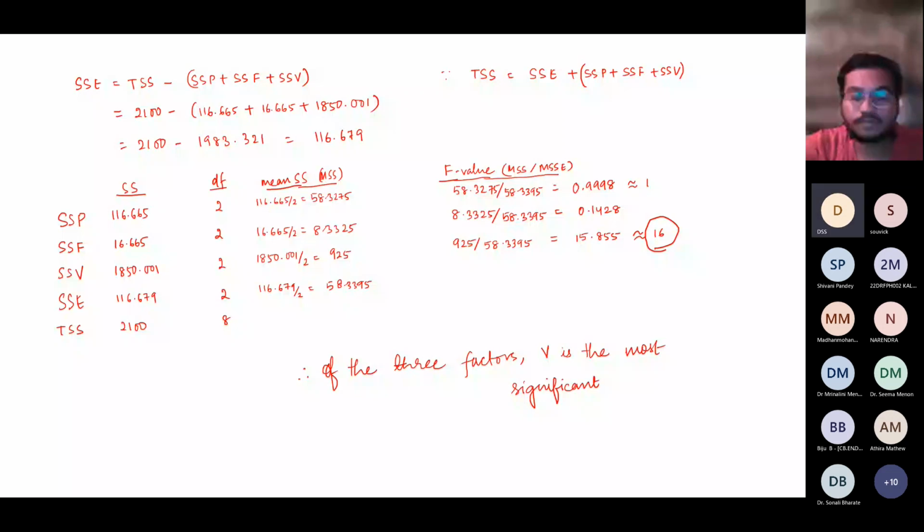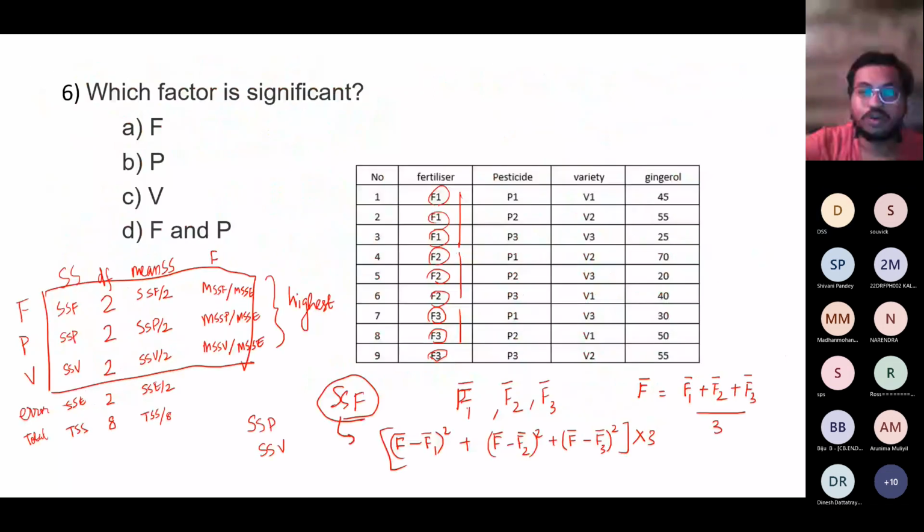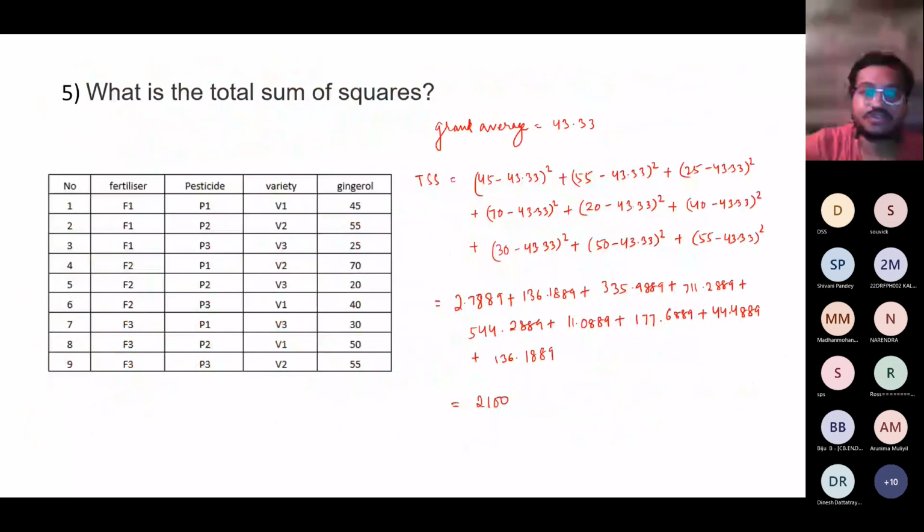Sir, in TSS, how did we get this value 2100? We calculated TSS here. We got the grand average, which is the average of all the data points, which turns out to be 43.33. Then we subtract each data point from the average, square it, and then add it.